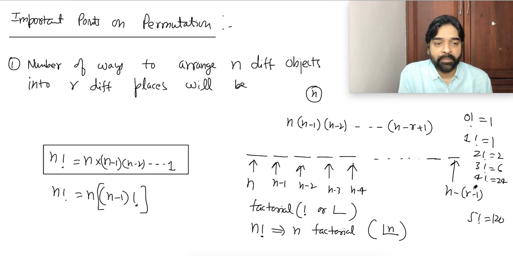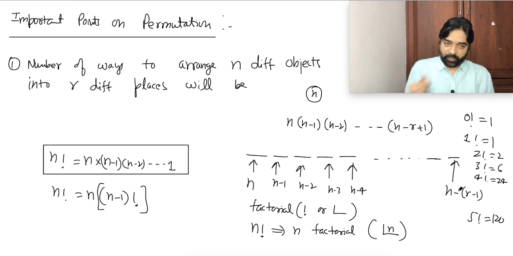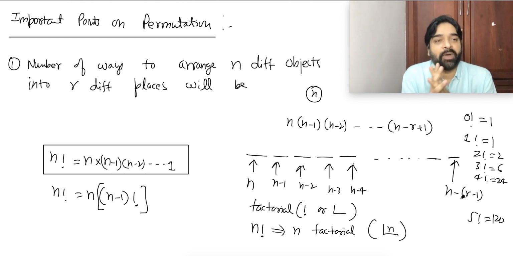One doubt I have: why is 0 factorial 1 as well as 1 factorial also 1? Can anybody answer me?